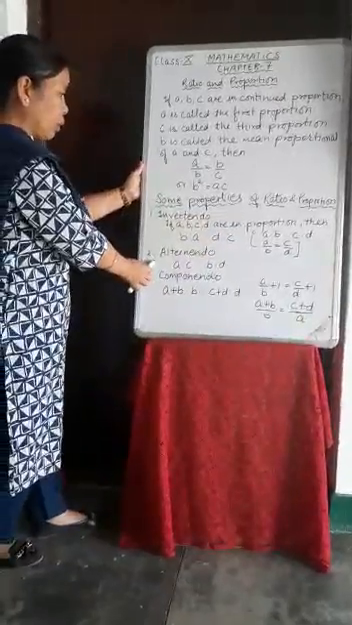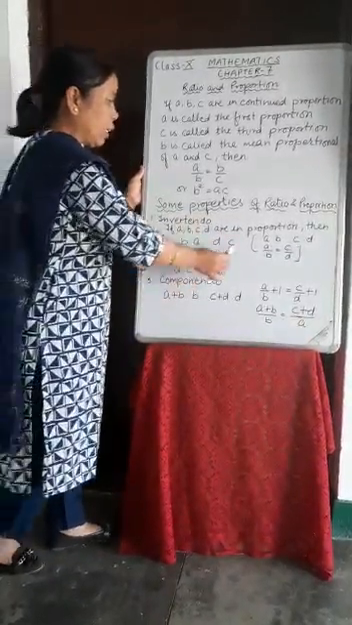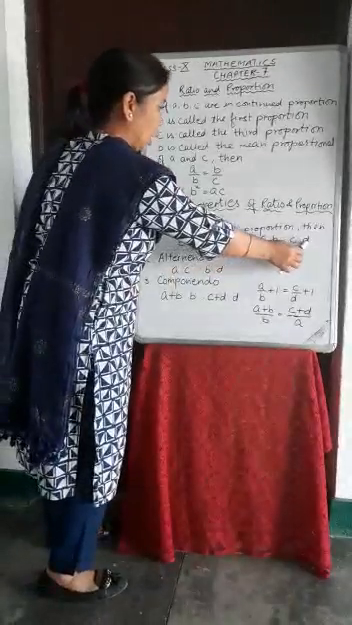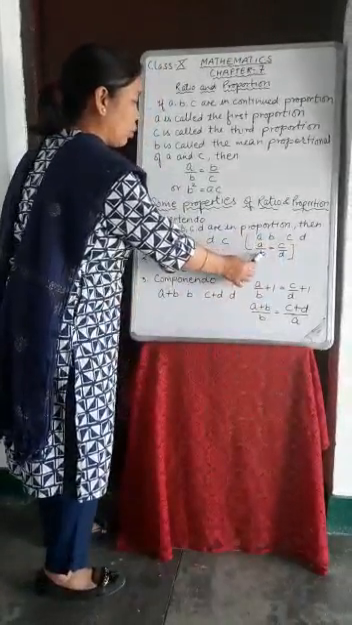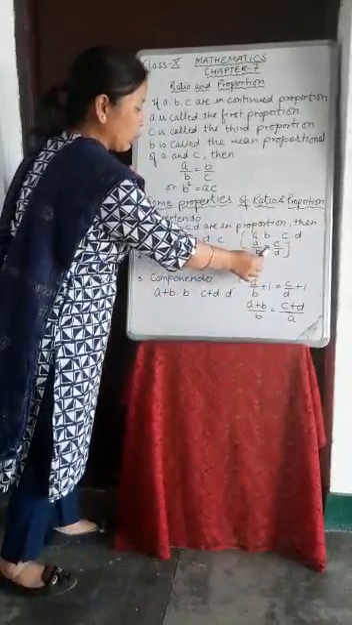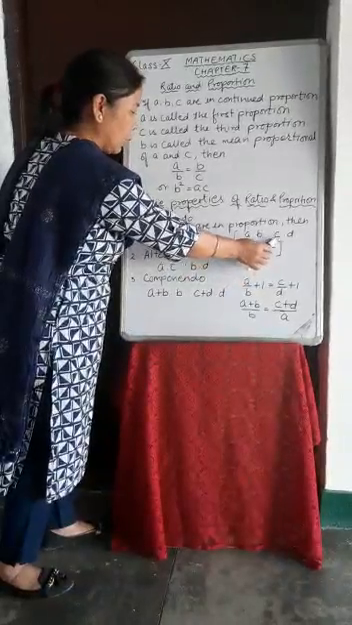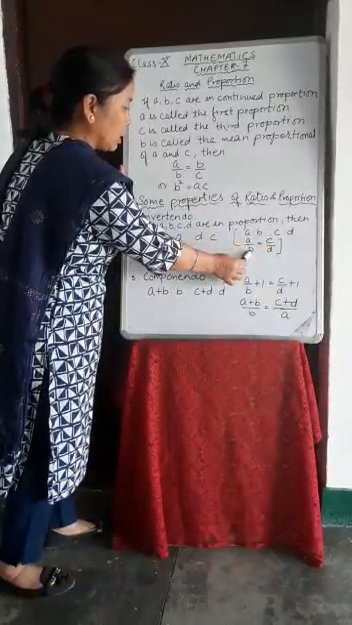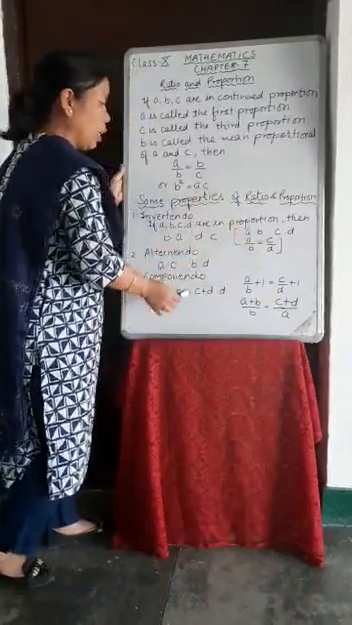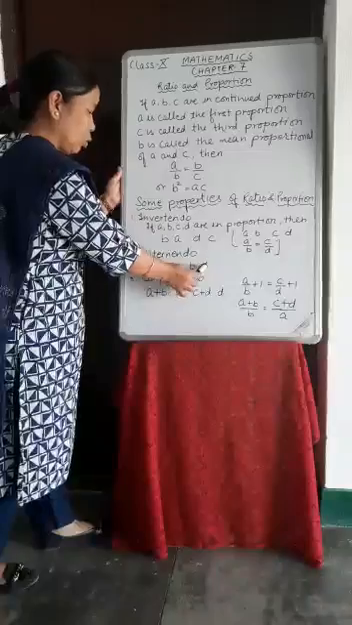The second property of ratio and proportion is alternendo. We know that if A, B, C, D are in proportion, then A upon B equals C upon D. So if we cross multiply, if we bring the C over here and take this B to the other side, then it will become A upon C equals B upon D. It means A is to C is also equal to B is to D.